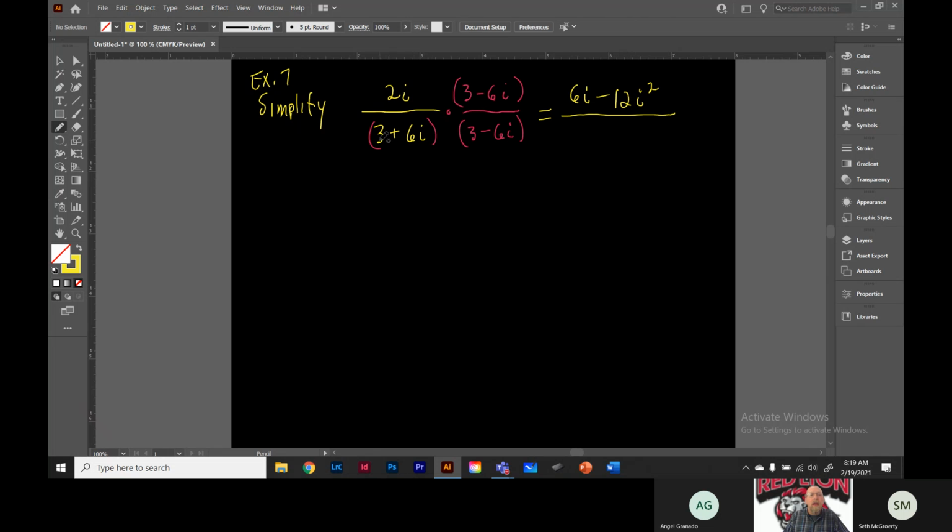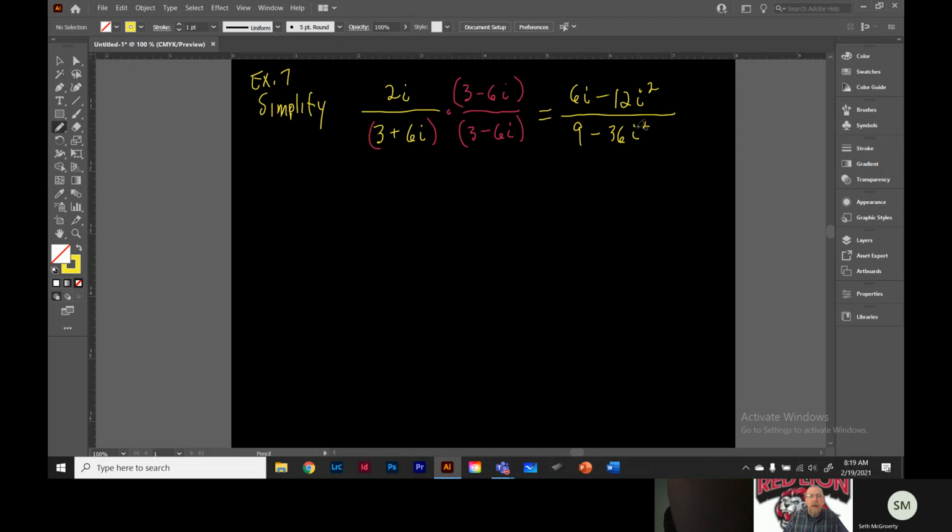Let's do this down here. Let's multiply by the conjugate. Well, the nice thing about multiplying by the conjugate is that the middle terms add up to 0. So let's take the first and the last and multiply them together. So 3 times 3 is 9. The middle terms, the outside and inside, add up to 0. So basically, you just do the first and the last. We got minus 6 times 6 is 36. And then i times i is i squared.